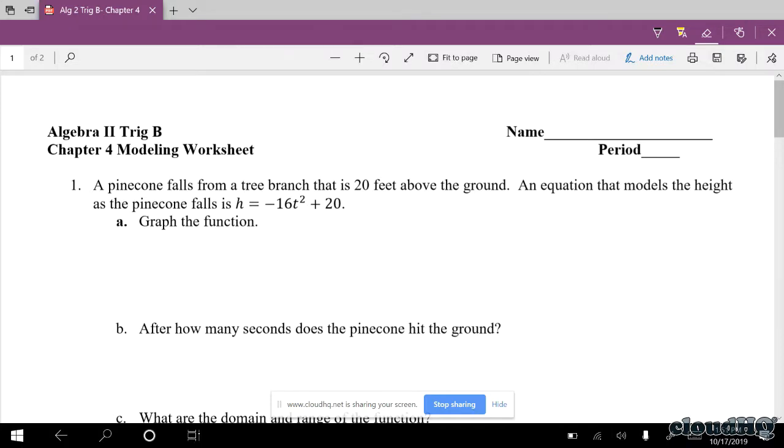What's not happening in this problem is we are not graphing horizontal distance and vertical distance, because if we have a pine cone, it would fall straight down until it hits the ground. That's not really a parabola, right?